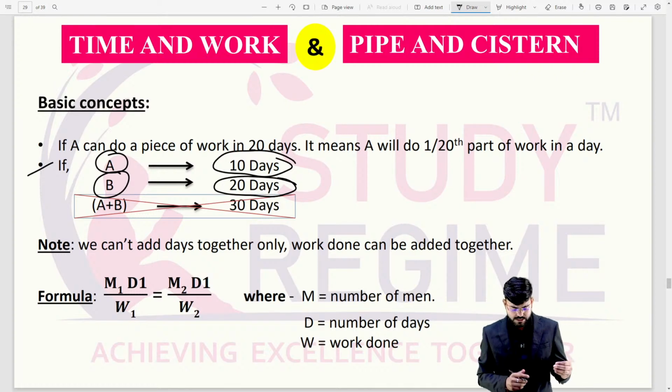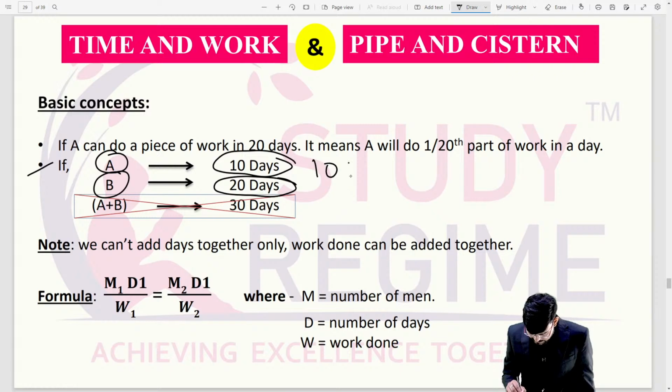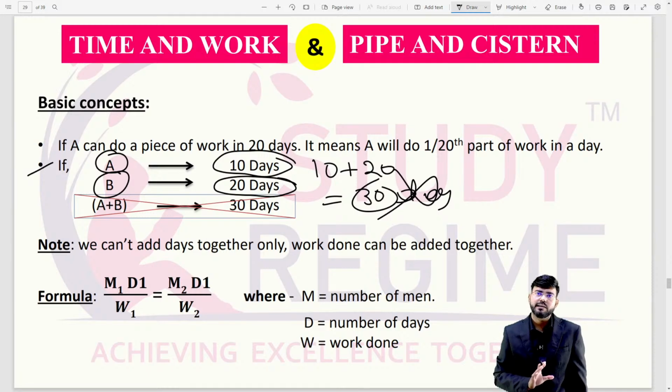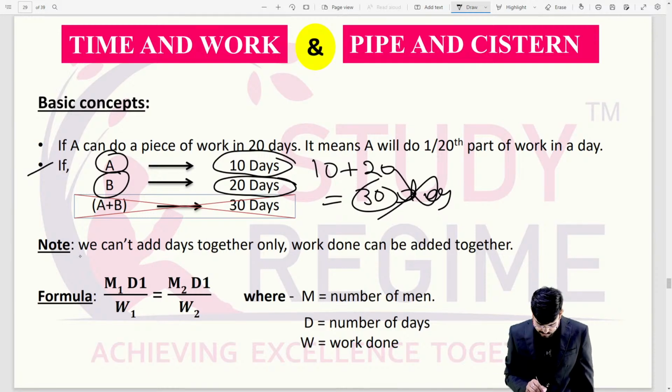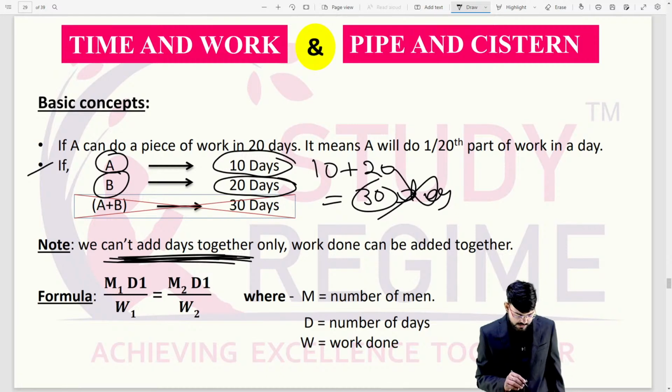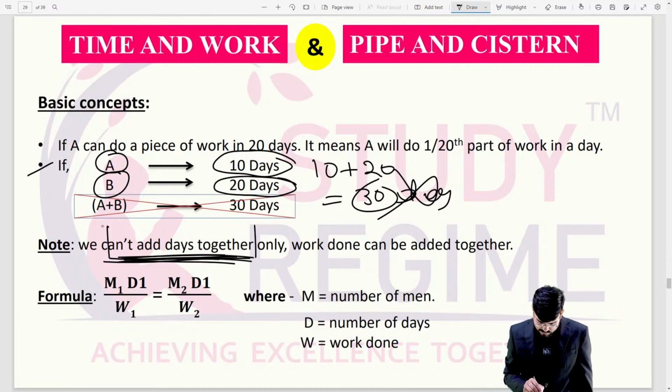Most of the students just add these values, they write 10 plus 20 and get the answer as 30 days. This is completely wrong. That is why I have made a cross there and written a note: we cannot add days together. A alone can complete the work in 10 days. With the assistance of B, how can it be 30 days? This does not make sense, right?